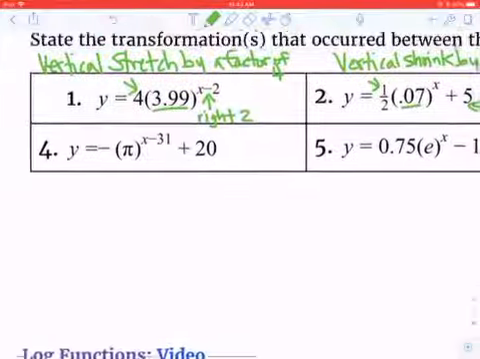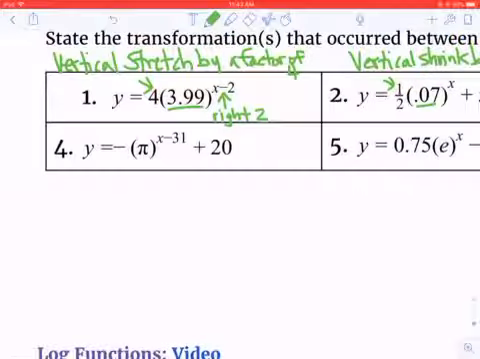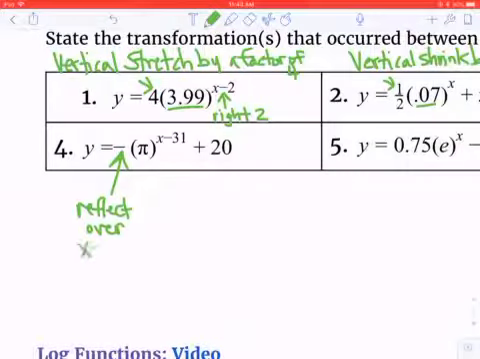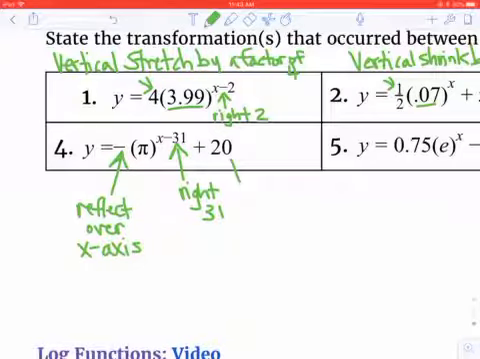Example 4, we have a couple things going on. So we have a negative in the front. That makes it reflect over the x-axis. The minus 31 in our exponent makes it go to the right 31. And then the positive 20 out back here makes it go up 20.